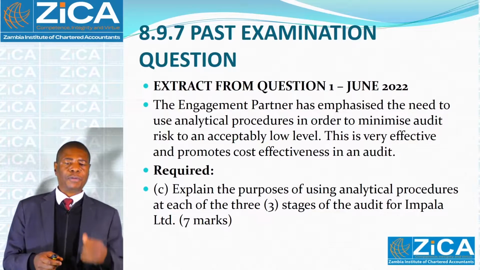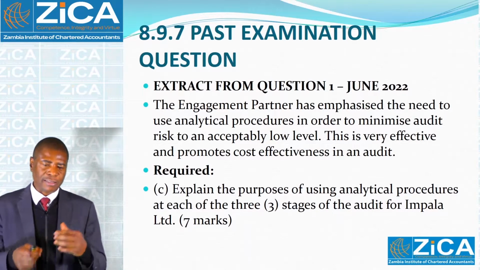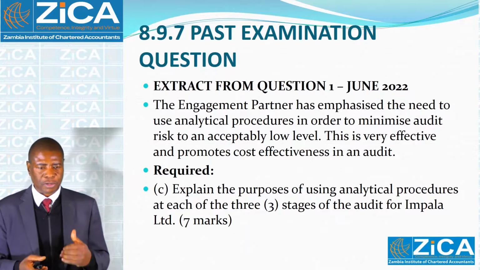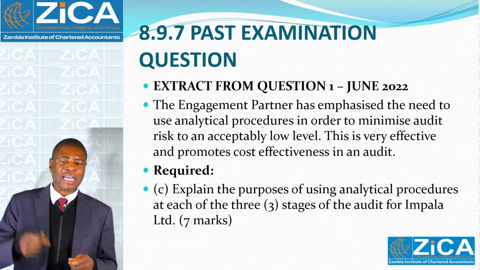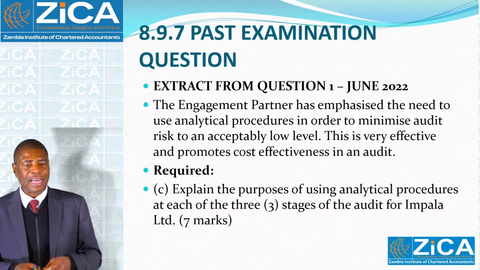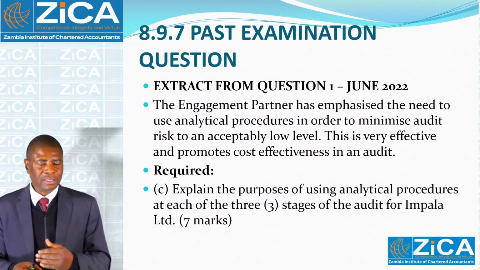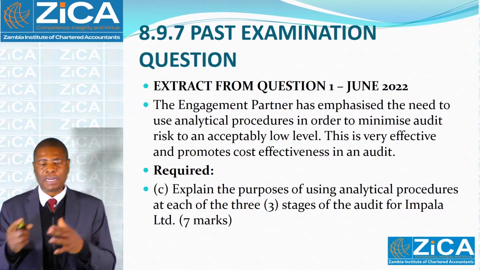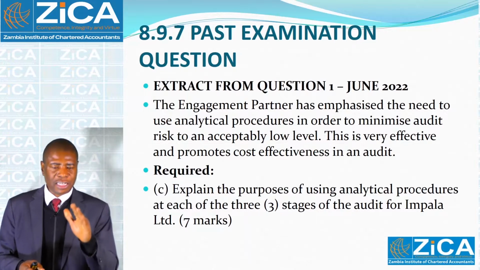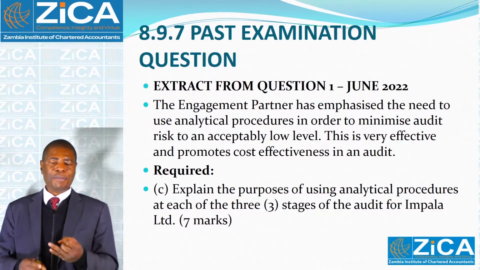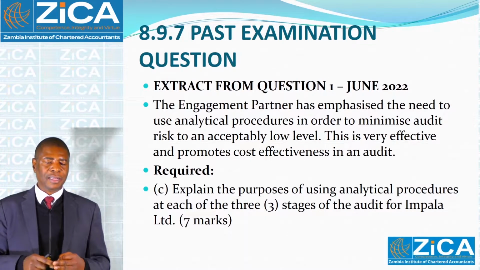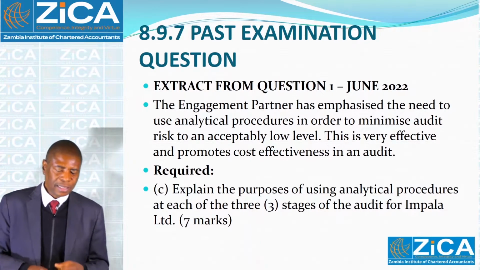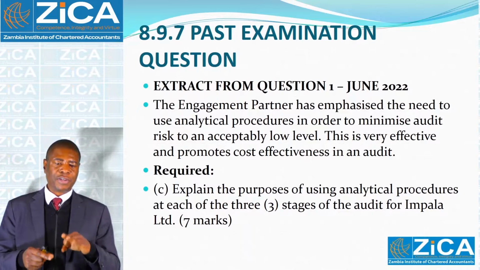We have an extract from June 2022, question 1, examination. So you'd find that the requirement was explain the purpose of using analytical procedures at each of the 3 stages of the audit for Impala Limited. Whether it is Impala Limited or any other, the 3 stages of the audit are simply planning, performing the audit itself, and reviewing, which is the reporting part. Okay? You plan, you do the work, and then you report. Those are the main 3 stages of an audit.